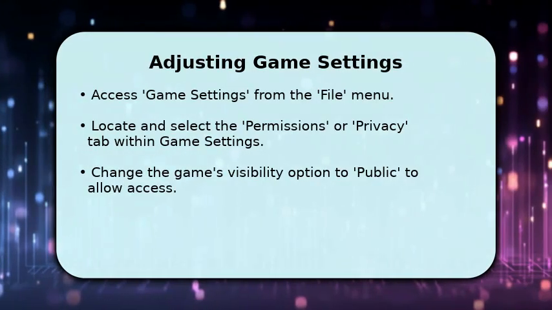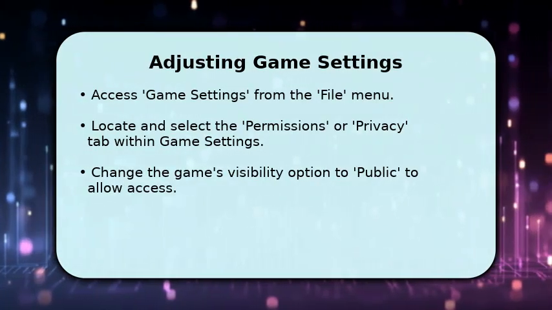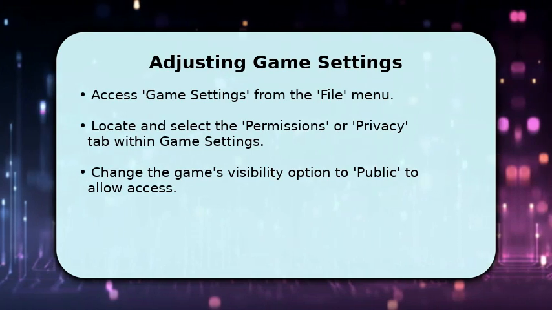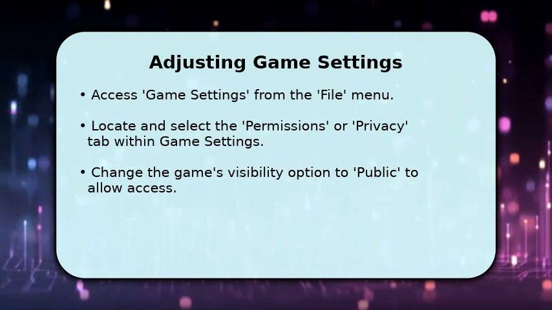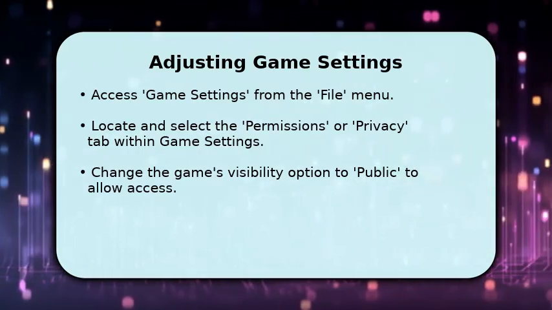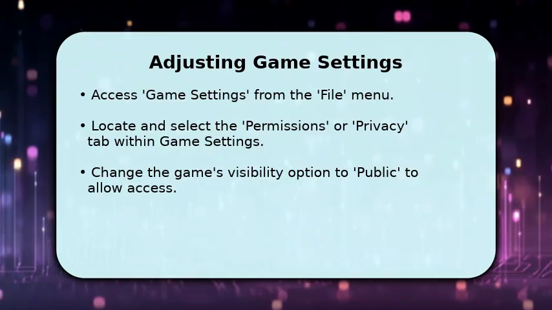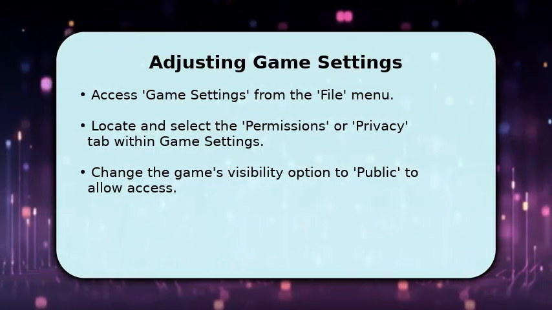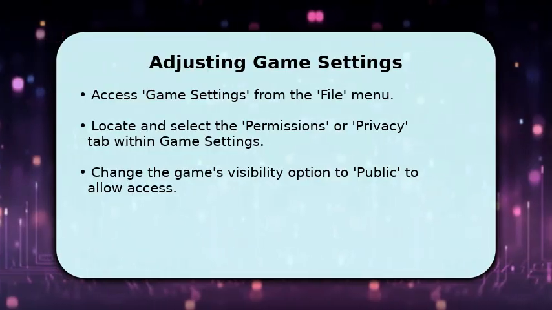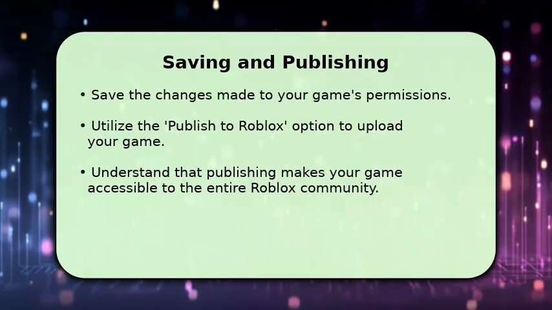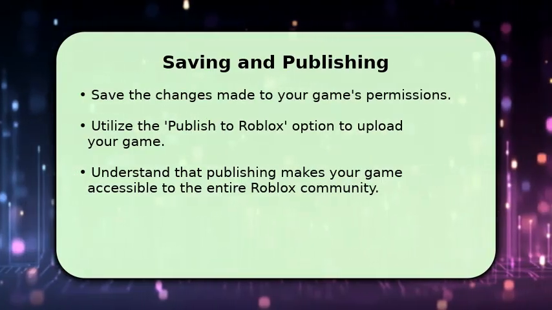From the File menu, select Game Settings. Within the Game Settings window, look for the Permissions or Privacy tab. Here, you will find an option to change your game's visibility. Choose Public to allow everyone on Roblox to discover and play your game. This is a vital step in making your game accessible to a broad audience, ensuring your hard work can be enjoyed by many. After setting your game to public, it is essential to save your changes.